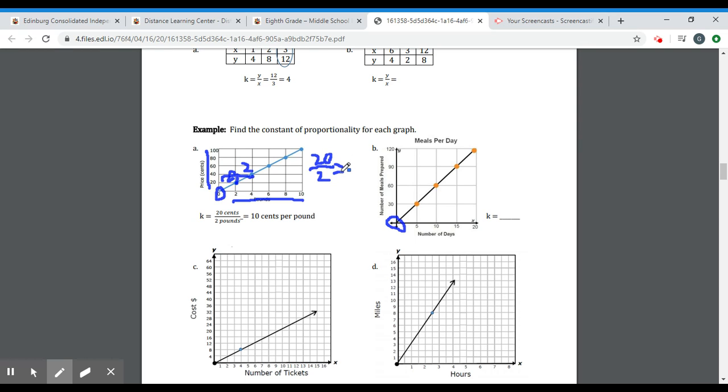So be careful with that. Make sure we pay attention to those scales. So 20 over 2 reduces to 10. So my constant of proportionality for this one is 10.